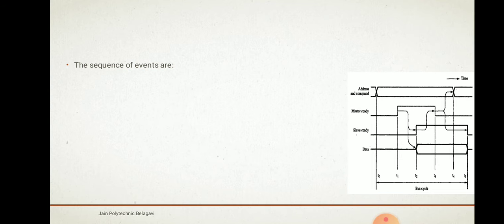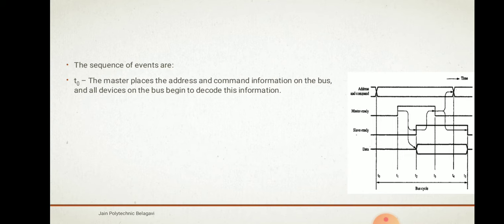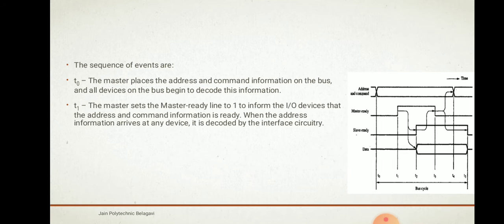The sequence of events is as follows. At T0, the master places the address and command information on the bus, and all the devices on the bus begin to decode this information. At time t1, the master sets master ready to 1, meaning the master has placed the address and command information on the bus, so it informs the devices that the address and command information is ready. When the address and command arrive at any device, it is decoded by the interface circuitry.